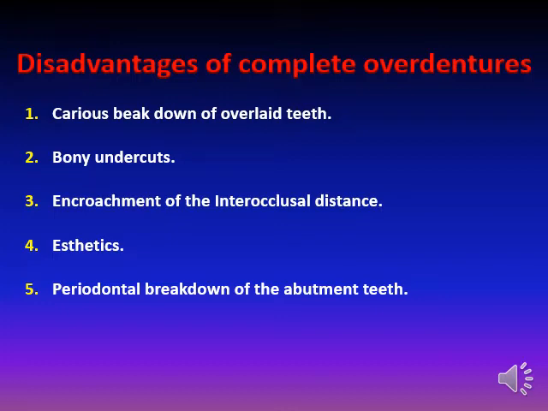Bony undercut, and this is a problem in insertion and removal of the denture. We can make relief and put soft liner to increase the retention. Encroachment on interocclusal distance, which we handle by using coping and attachment. Aesthetics may be severe. Periodontal breakdown of the abutment teeth.